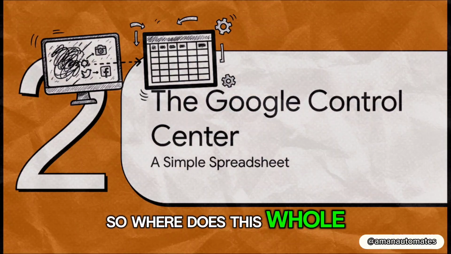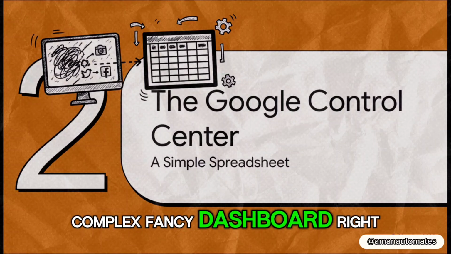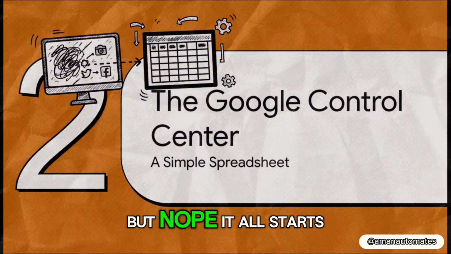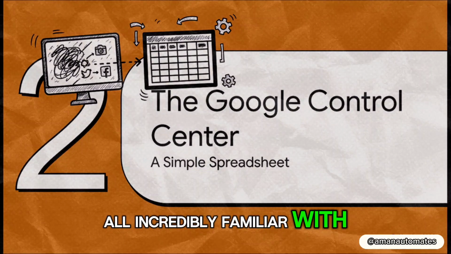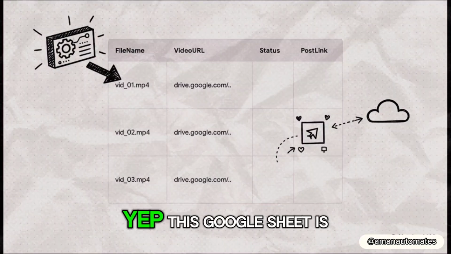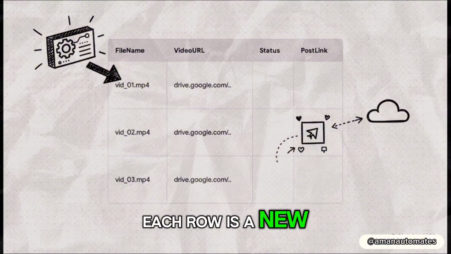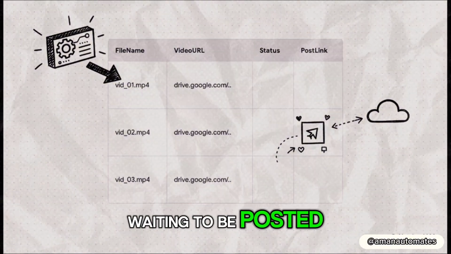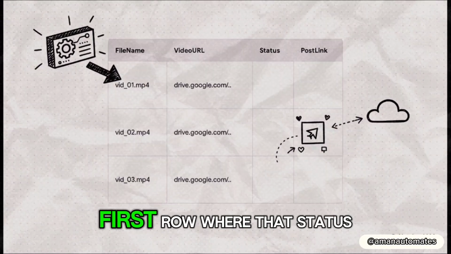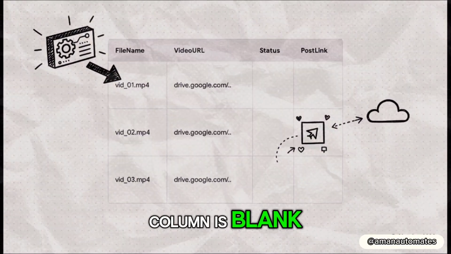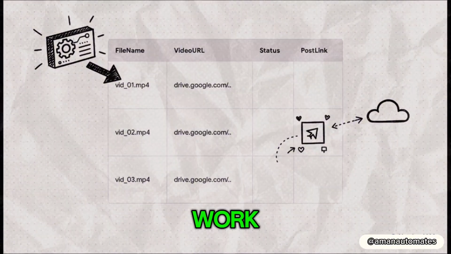So where does this whole automated journey even kick off? You might be picturing some complex, fancy dashboard, right? But nope. It all starts in a place we are all incredibly familiar with, a simple spreadsheet. Yep, this Google Sheet is literally the script's to-do list. Each row is a new task, a new video just waiting to be posted. So the script's very first job is to scan this sheet, and it's looking for the first row where that status column is blank. And the second it finds one, that's its signal. That's the green light to get to work.